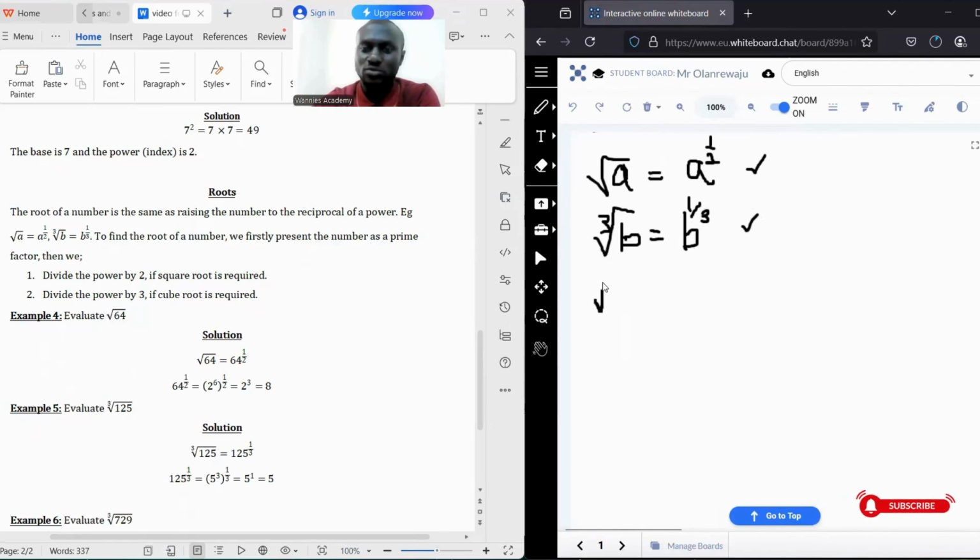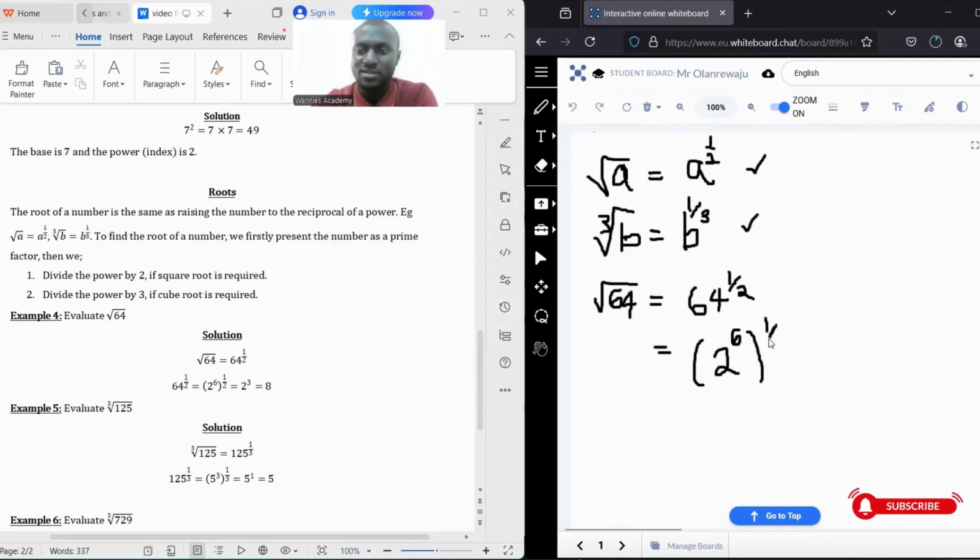Evaluate square root of 64. The first thing to do is to rewrite as 64 raised to the power half. Then we rewrite 64 as a prime factor. 64 as a prime factor gives 2 raised to the power 6. Then we have the power half outside here.